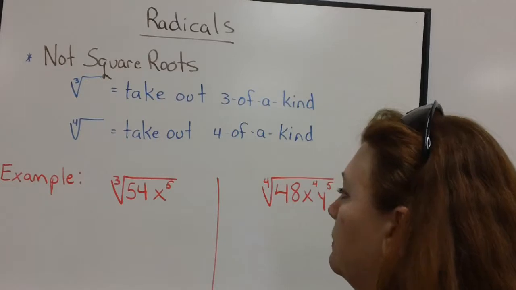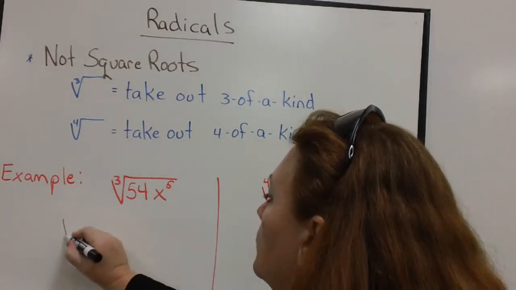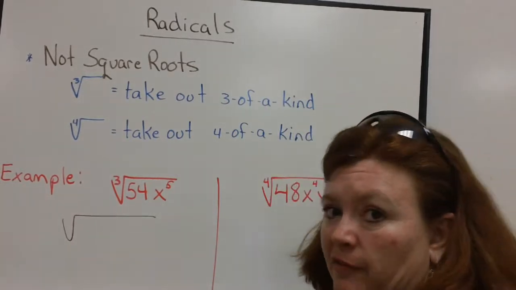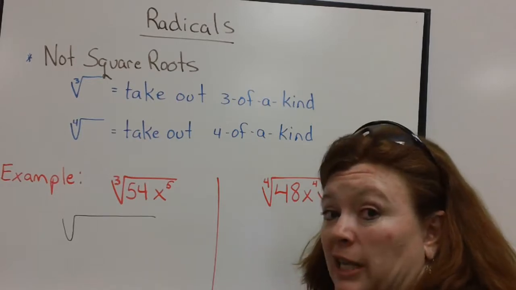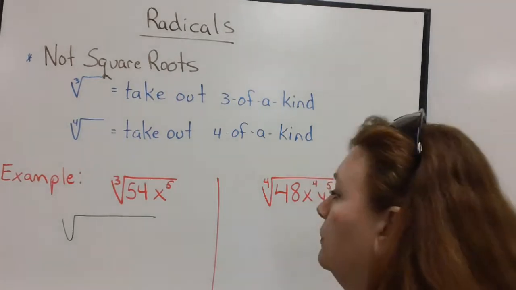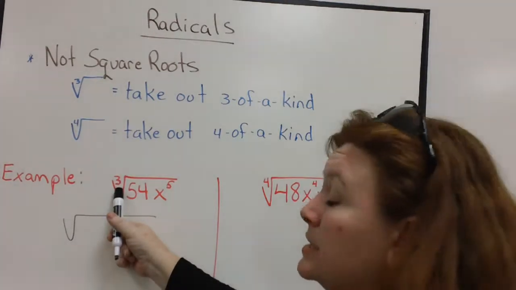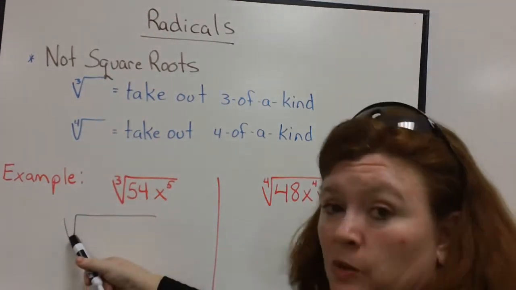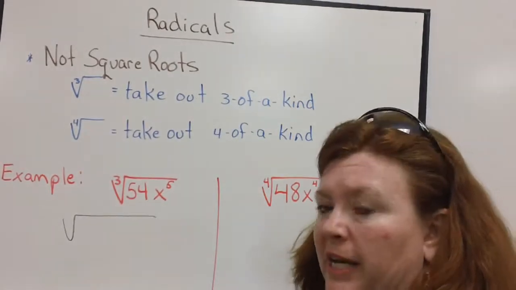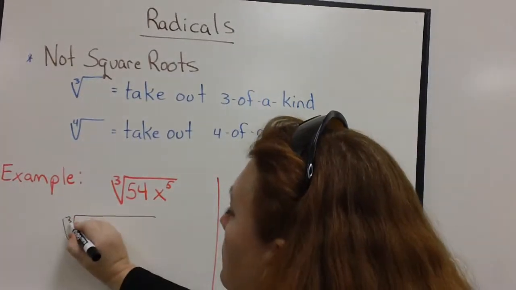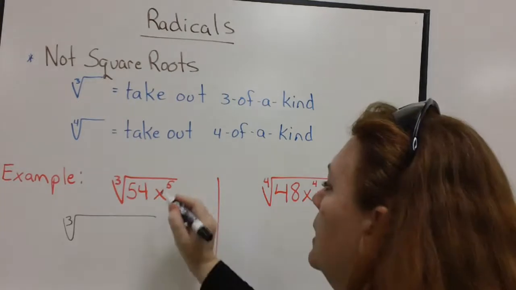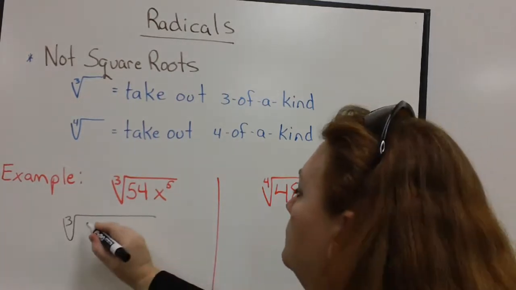So, here's my example. Cube root of 54x to the 5th. I need to break it down into all its factors, just like I always will. Do not lose this 3. I cannot suddenly change from a cube root into a square root. That's a whole different answer. So I have to remember to put the 3 there. Very important. 54 is 6 times 9.